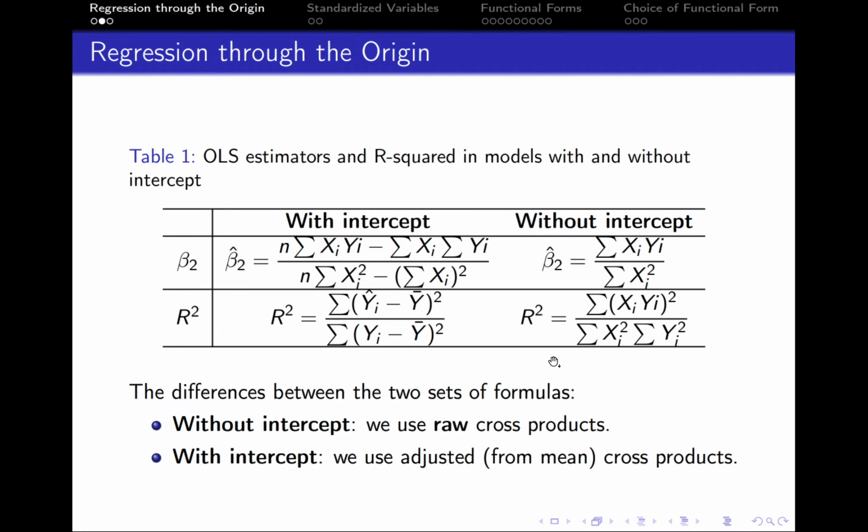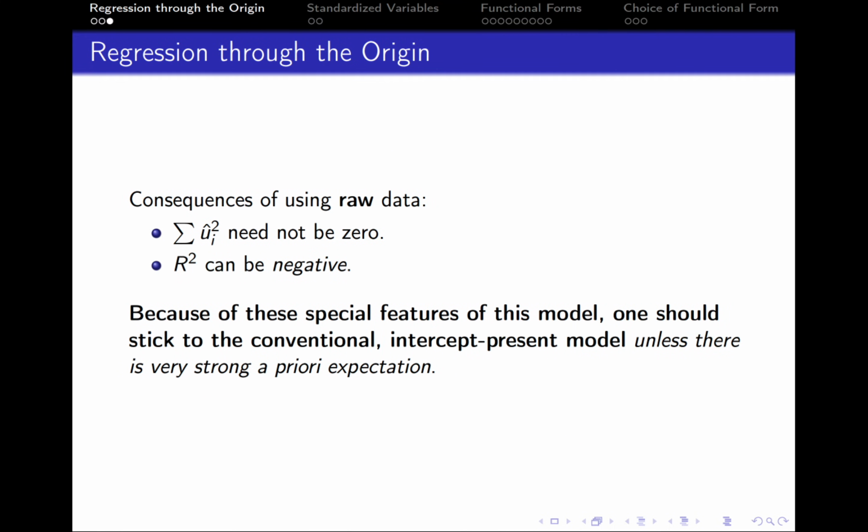So once again, the main difference between the estimates for the model with an intercept and for the model without intercept is that when we estimate the model without an intercept, we use raw data, which means that we do not adjust it for using mean or cross products. And obviously there are some consequences of using raw data. So first of all, the sum of squared residuals need not be 0.